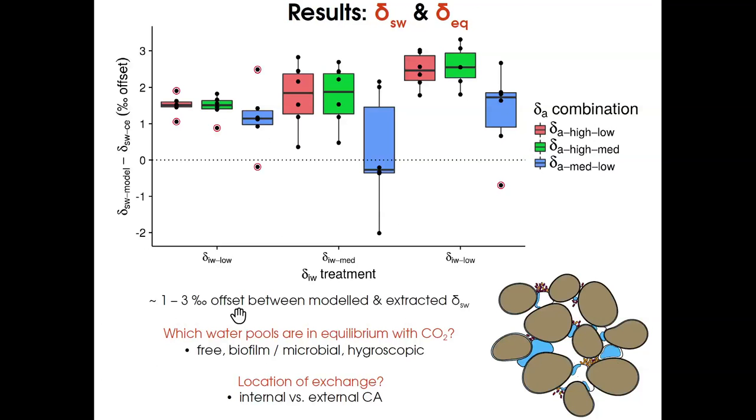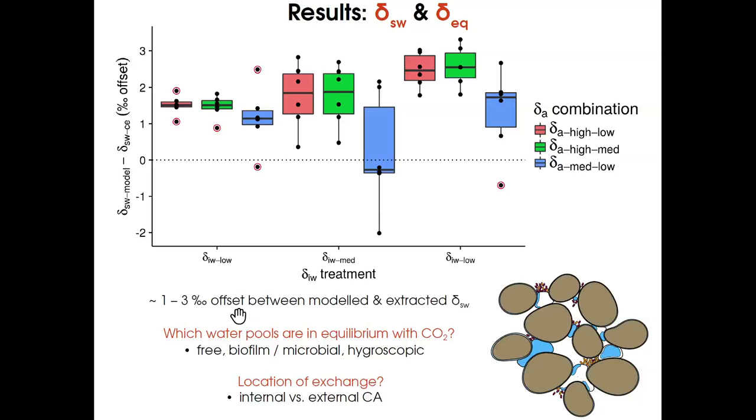And of course, a good idea becomes super complicated really quickly. Here I've plotted the model estimate of the water pool composition minus the value that we physically extract from the soil. And we see a pretty consistent offset of about 1 to 3 per mil. This means we have some questions to answer, because normally we assume that we're in equilibrium with the bulk soil water pool, but we don't really have any evidence for that. There are obviously different water pools within the soil matrix: water bound to soil surfaces, microbial water, biofilm, and then the question of internal versus external carbonic anhydrase. So this is sort of where we are now. We need to try and explain this offset and hopefully get a better understanding of what is actually happening within the soil matrix.